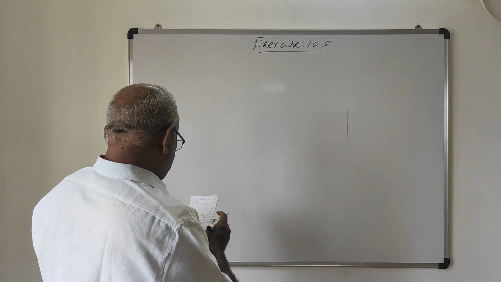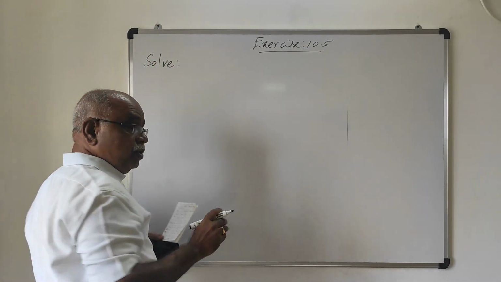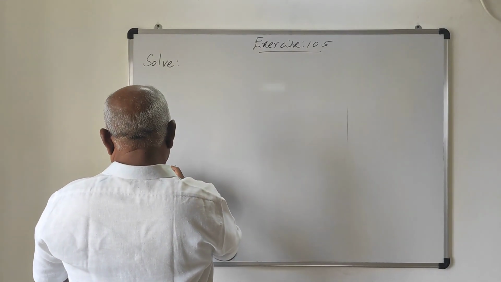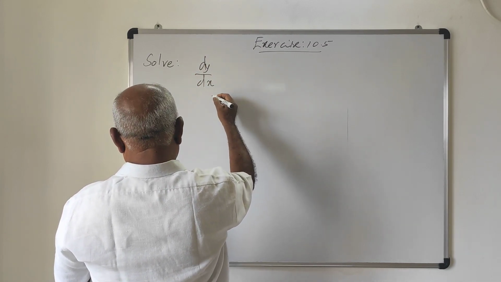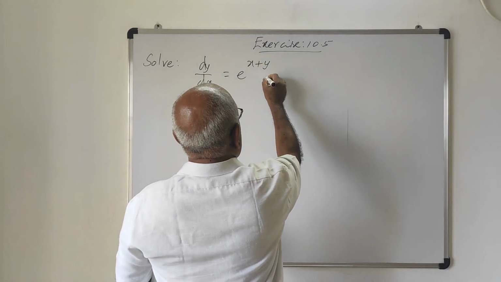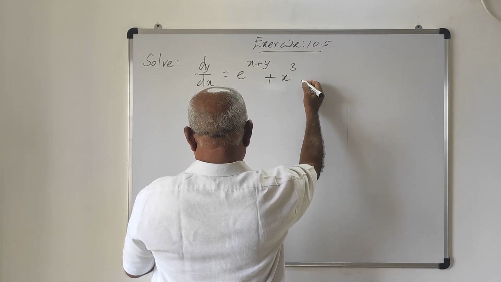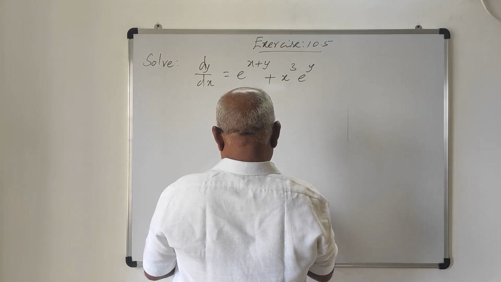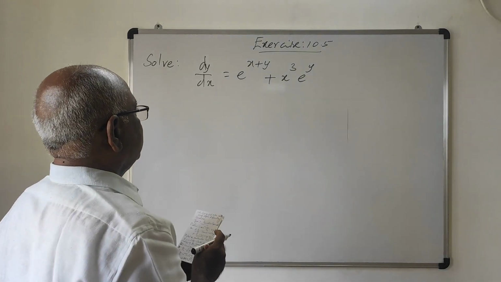So, consider the problem. These problems are solved using the method of Variables Separable. That is, dy by dx equal to e power x plus y plus x cube into e power y. This is the problem: dy by dx equal to e power x plus y plus x cube into e power y.